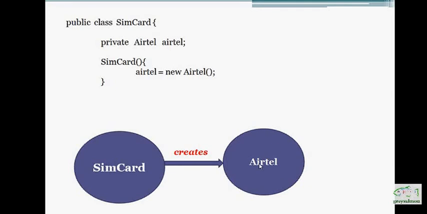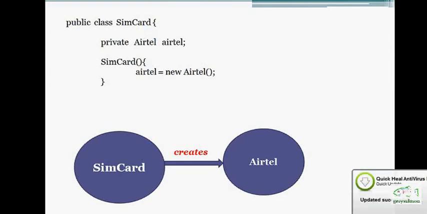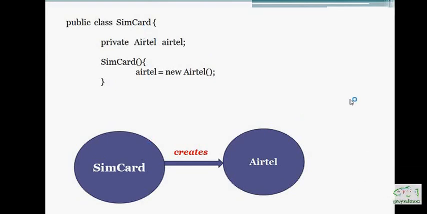Now this type of coupling between the objects, or this type of dependency between the objects, is known as tight coupling. Tight coupling means if in the future this SIM card wants to get the services of some other service provider like Vodafone or Tata Docomo or Reliance, it is not possible, because the object of Airtel is tightly bound within the object of the SIM card.